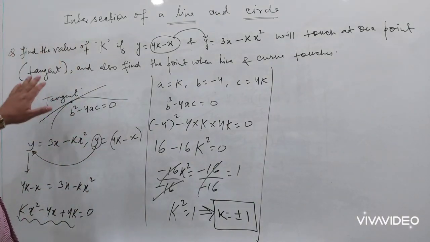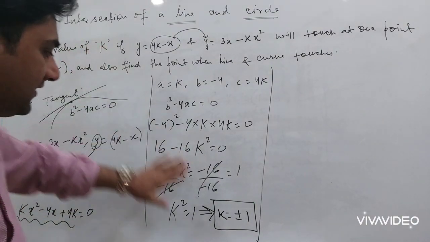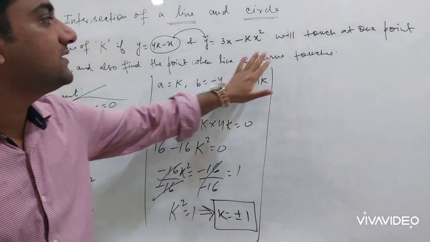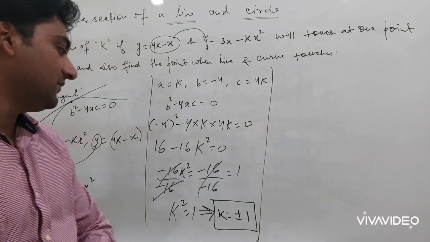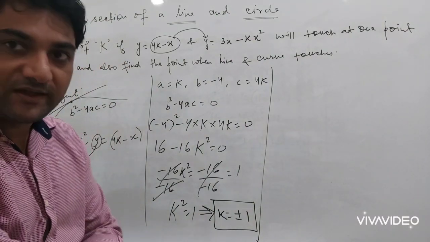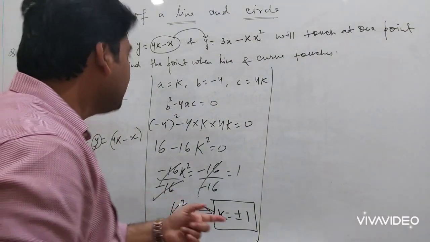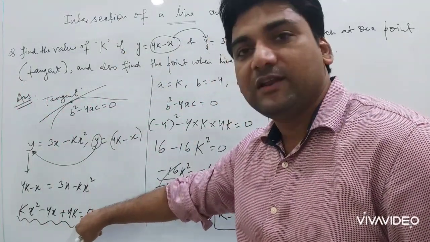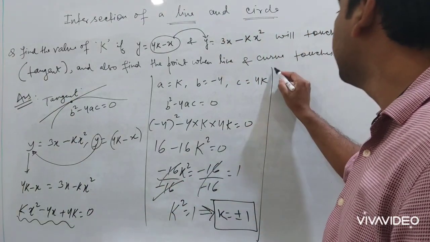Actually, we had two questions. Find the value of k: k is plus minus 1. Second is also find the point where the line and the curve touch. No problem. We got the value of k. Put the value of k into this quadratic equation.